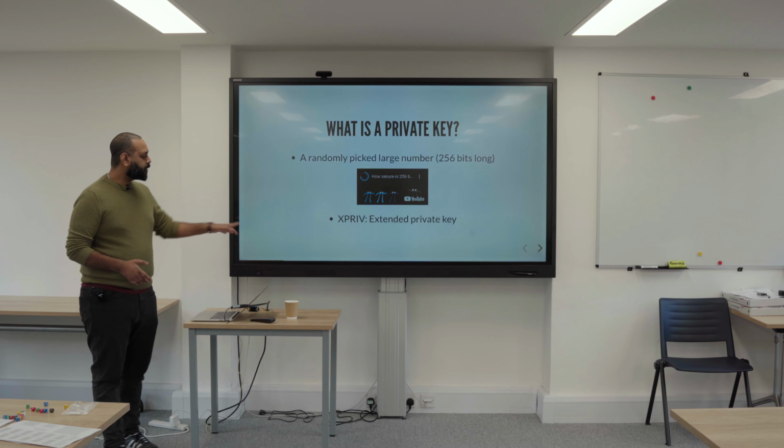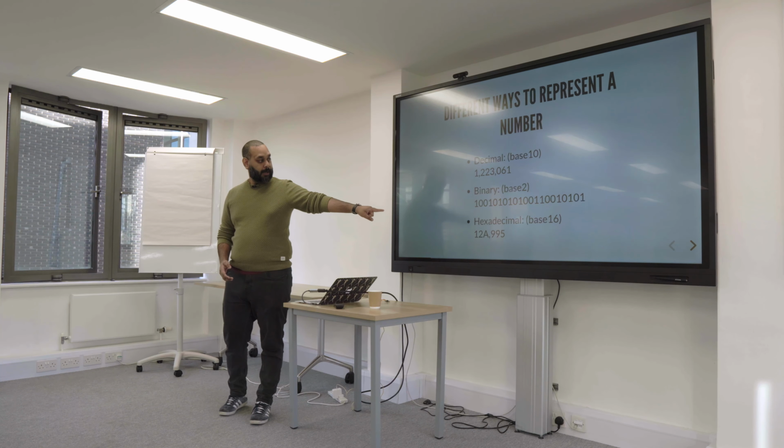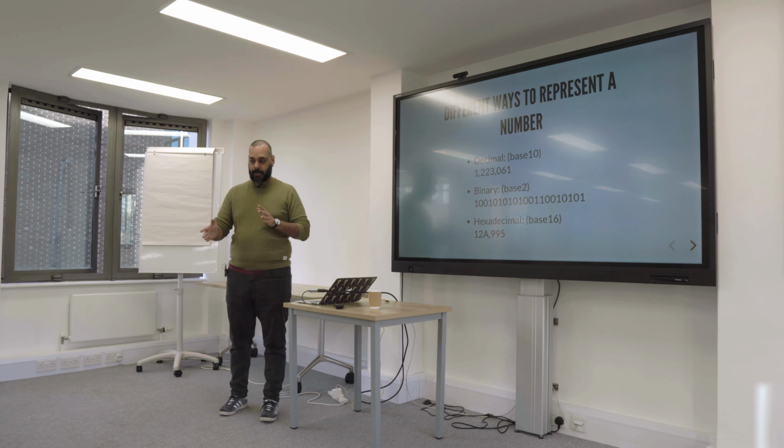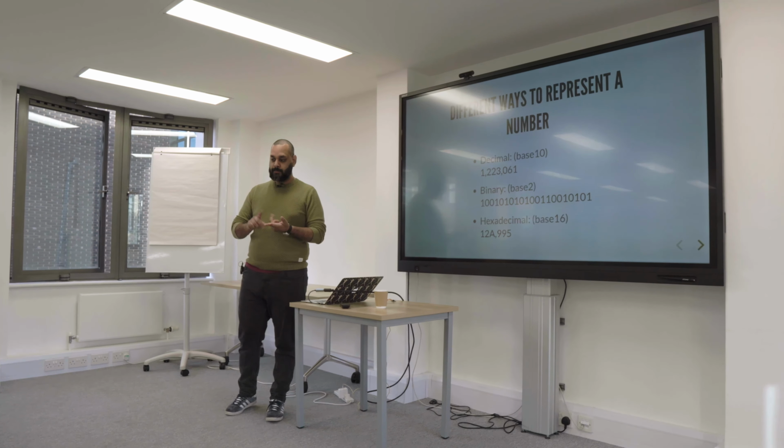So let's talk about numbers. There's different ways to represent a number. So I've taken this number, 1,223,061, and I've formatted it in different formats. The second example here is base 2, which is just a string of zeros and ones, but that's another way to represent the exact same number. And the last one here is hexadecimal, base 16. What you'll see is it has numbers, but it also has letters. Every digit ranges from 0 to 9 to A, B, C, D, E, F, so 16 potential values per unit of the number. And we're going to be using hexadecimal in our little workshop.